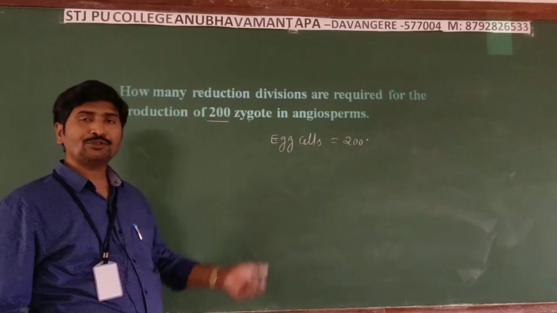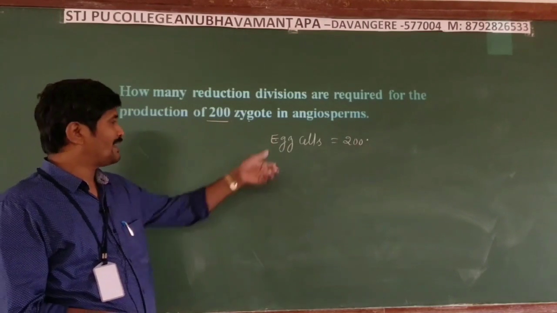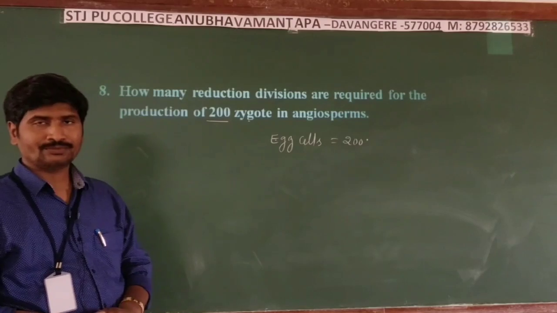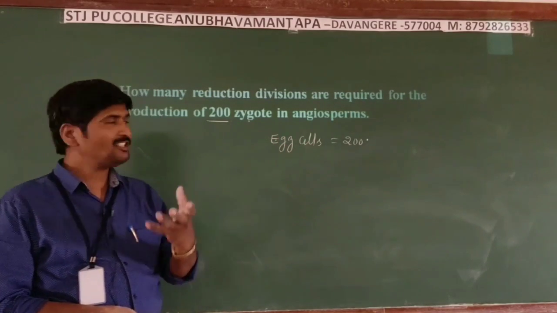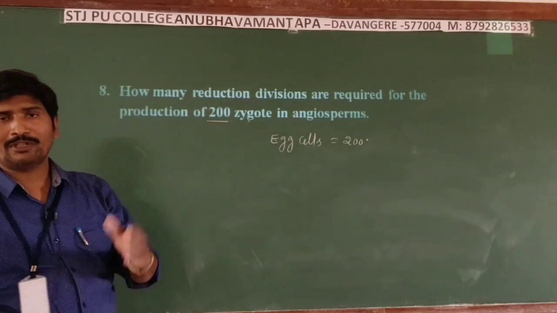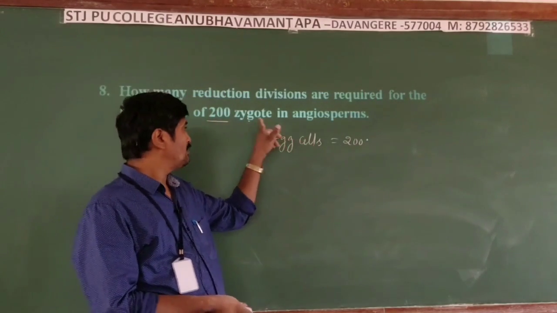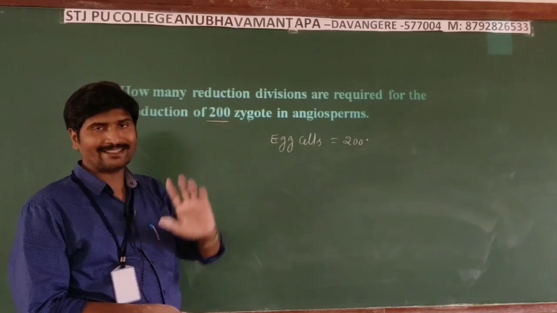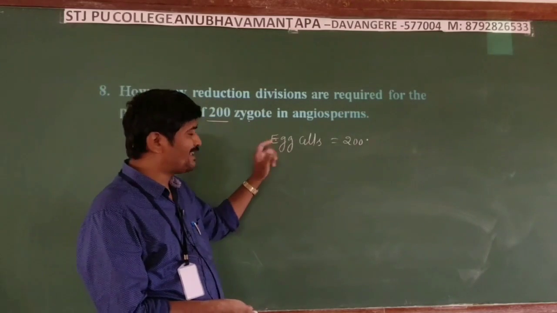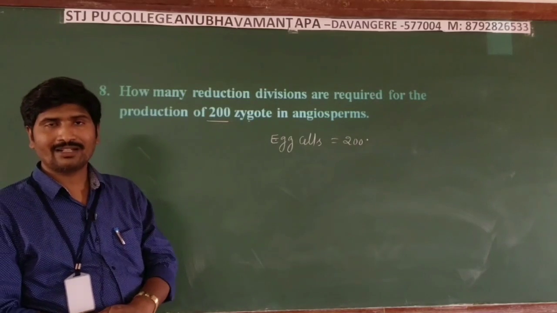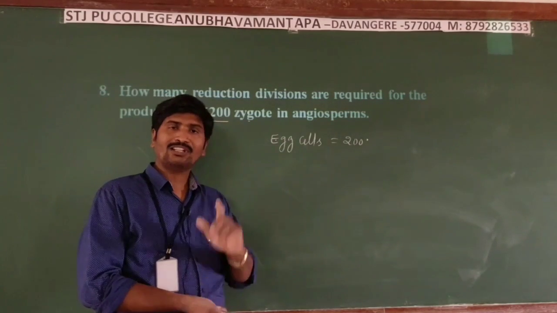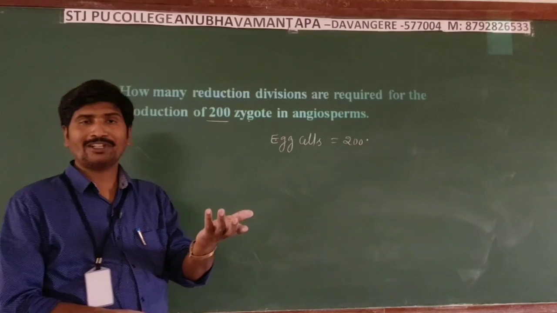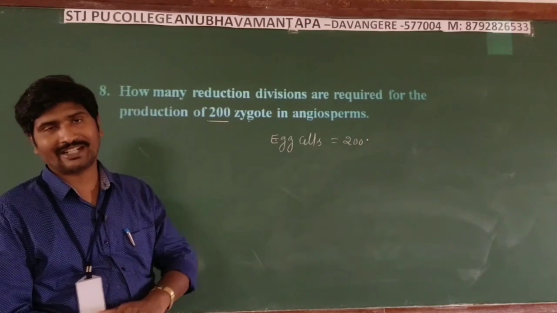After fertilization, that is fusion of male and female gametes, the egg cell is the female gamete. The fusion of male and female gametes is known as syngamy. As a result of syngamy, a diploid zygote is developed. For the formation of one zygote, how many egg cells are required? One egg cell. For one egg cell, how many embryo sacs are required? One embryo sac. Each embryo sac contains one egg cell. For the formation of one embryo sac, how many megaspores are required? One functional megaspore.